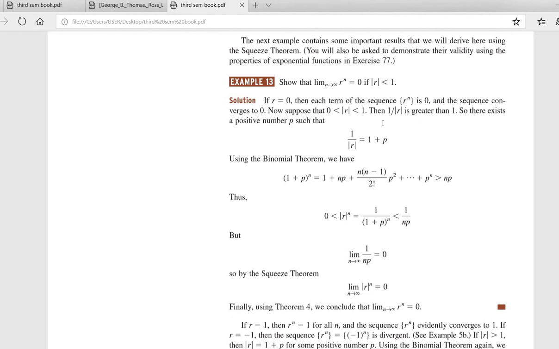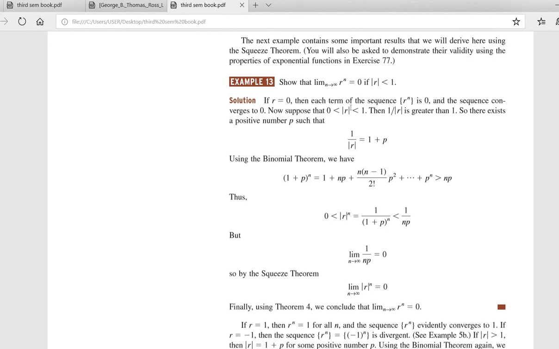So first of all, I would like to explain that we have done this solution in two or more cases. First of all, we have to check what happens if r equal to 0. Then we can see that all the terms of the sequence are 0. Then there is nothing to prove. Then the sequence converges to 0, right? So we move on to the next case, that is 0 less than mod r less than 1, right?